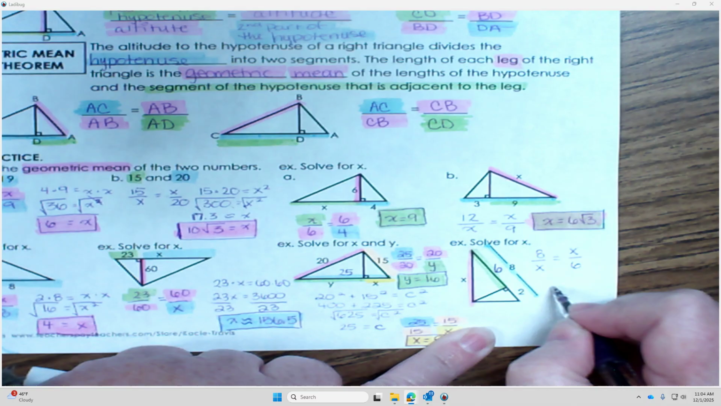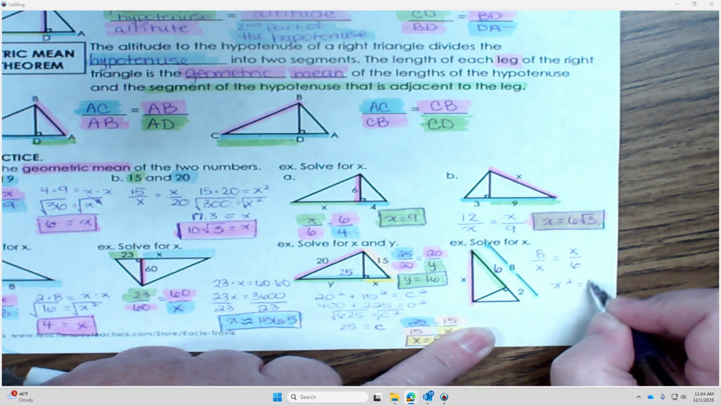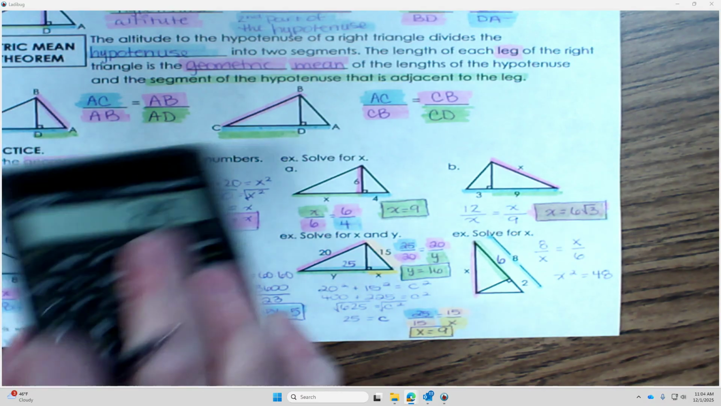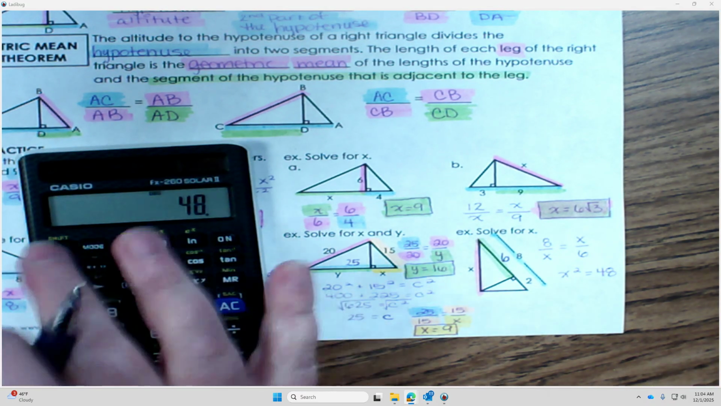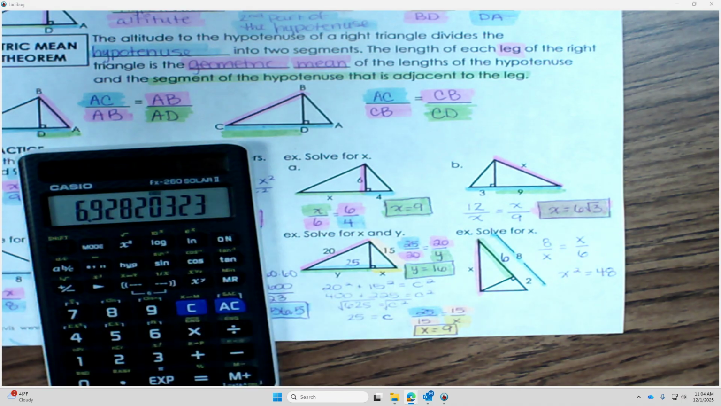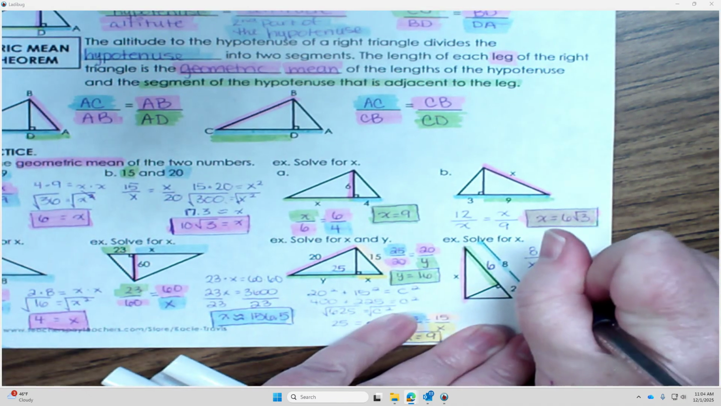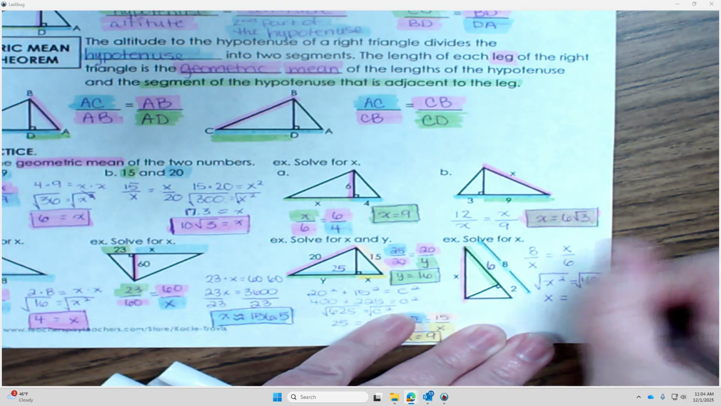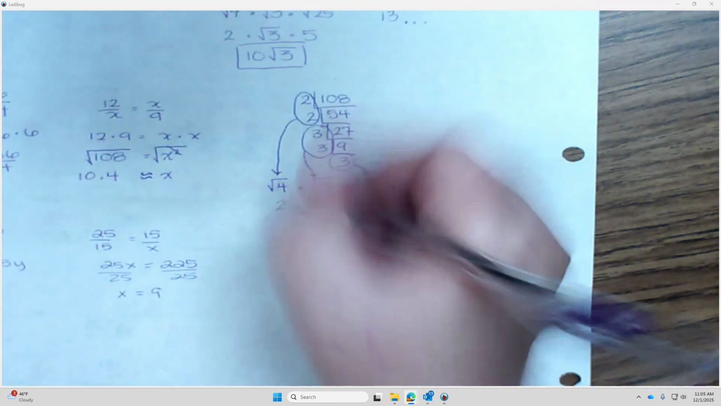I can say x times x is x squared, which is equal to 8 times 6, which is 48. I can hope that that's a perfect square, but I don't think it is. So let's check my math. 8 times 6 equals 48. Second square root, I need to go simplify a radical. So we're going to throw a square root sign around both sides, and I get x is equal to the simplified version of the square root of 48. So let's flip this over and give us one more example.